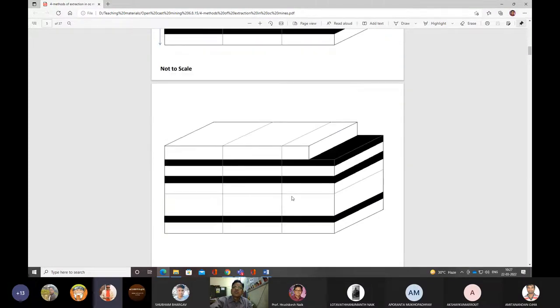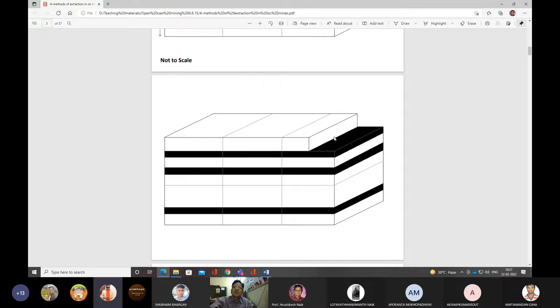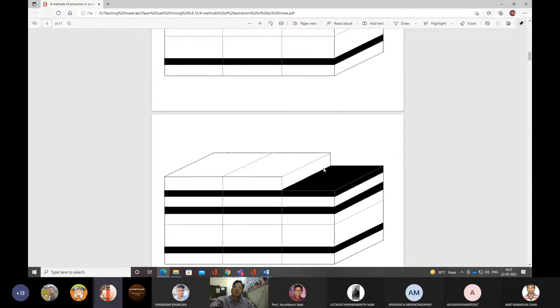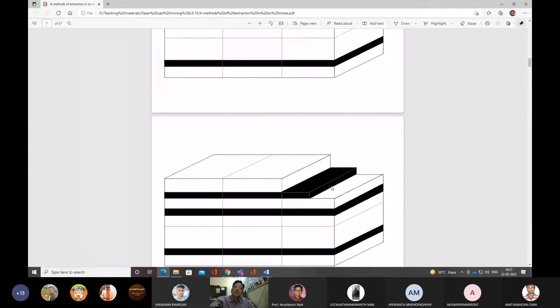Okay. So you have to start mining. For starting the mining, you have to remove this overburden. The top layer of overburden is to be removed to expose the coal. This black portion is your coal, which is to be mined by removing the overburden. So then you have to form the benches. You have to proceed and form the benches. This is the way you have to carry out the mining operations, formation of benches.